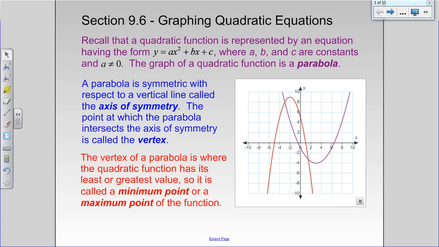Section 9.6 of your textbook deals with the topic of graphing quadratic equations. Remember that a quadratic function can be represented by an equation having the form y equals ax squared plus bx plus c, in which a, b, and c are constants and a is not equal to 0.